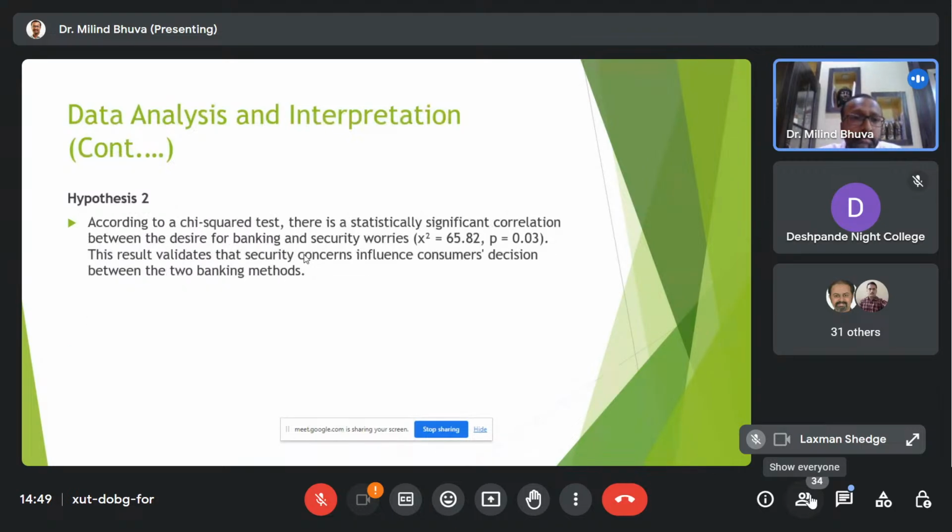Thus, it could be said that age, gender, as well as income had a significant impact on the preferences of banking. The second hypothesis was to identify the relationship between the banking mode and the security concerns. Here again, the chi-square technique was used. The p-value was 0.03, and thus the null hypothesis was rejected and the alternative hypothesis accepted, which indicated that security concerns influence the consumer's decision between the two banking methods.